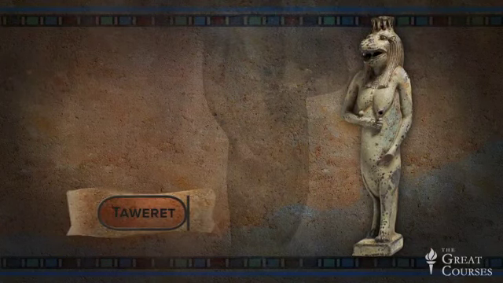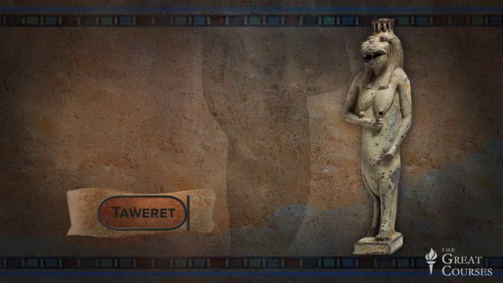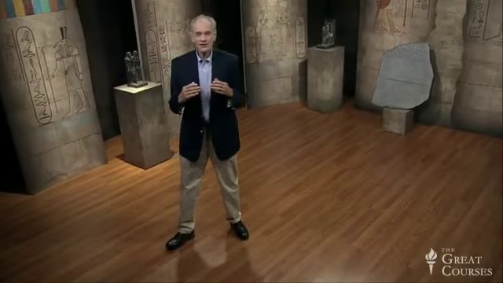She's a pregnant hippopotamus who has human breasts and stands on 2 feet. Her name is made up of 2 words, Ta, which means that, and Weret, which is great. Taweret means that great one. Hieroglyphs were an integral part of daily life for ancient Egyptians, even for those who were illiterate. All of these amulets were basically 3D hieroglyphs worn for protection.